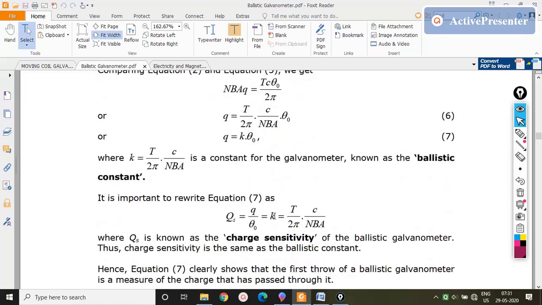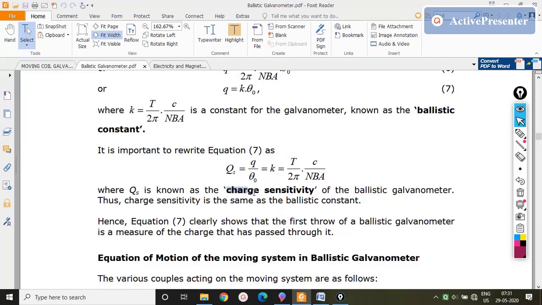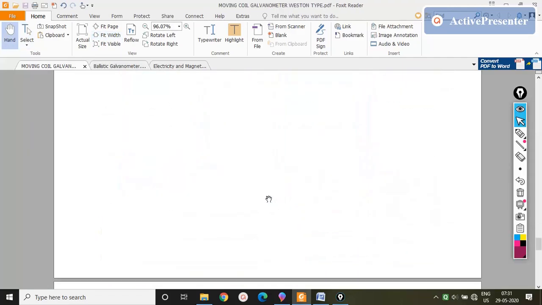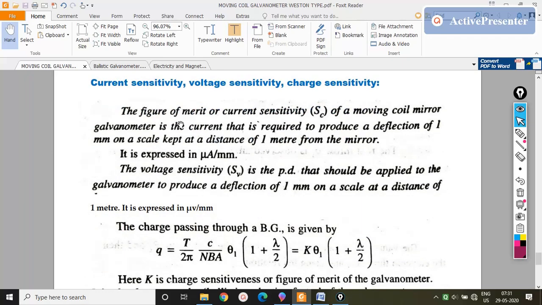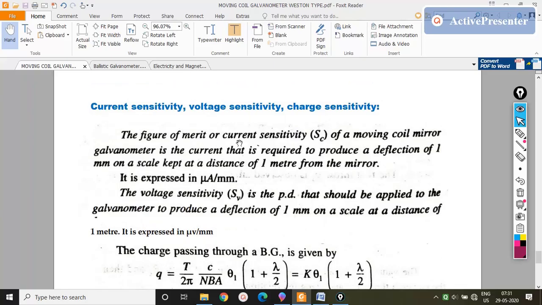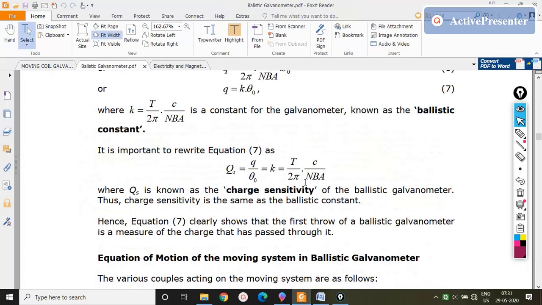Before winding up, I would also like to tell you about the charge sensitivity and current sensitivity of a ballistic galvanometer. So let us have a look. They are very simple definitions. For example, what is the current sensitivity of a moving coil galvanometer, a mirror galvanometer? It is the current required to produce a deflection of 1 millimeter on a scale kept at a distance of 1 meter from the mirror.